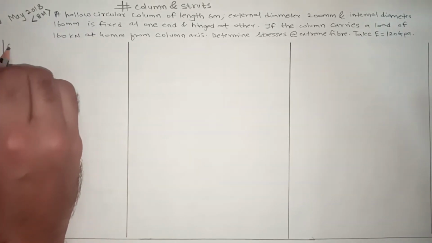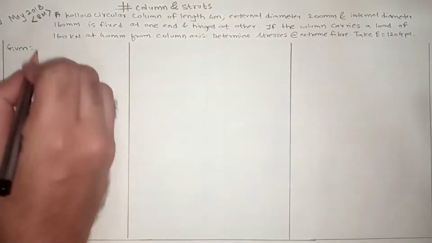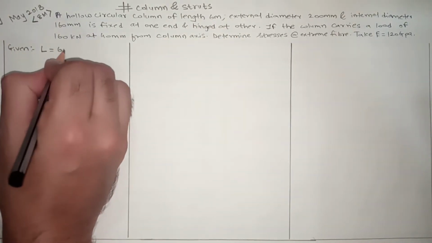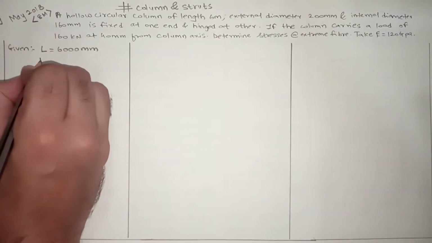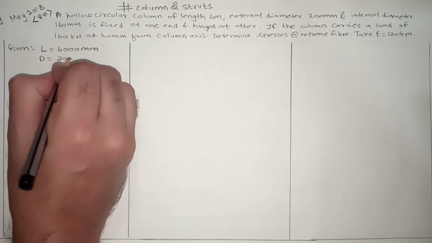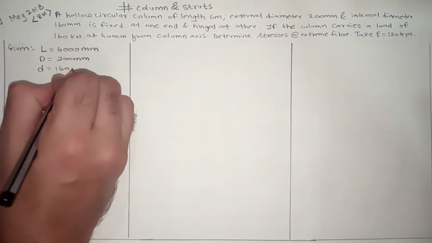So let us write the given data. In the question they have given length equals to 6 meter. So L is equals to 6000 mm. External diameter was given 200 mm. So capital D is 200 mm and internal diameter small d is 160 mm.